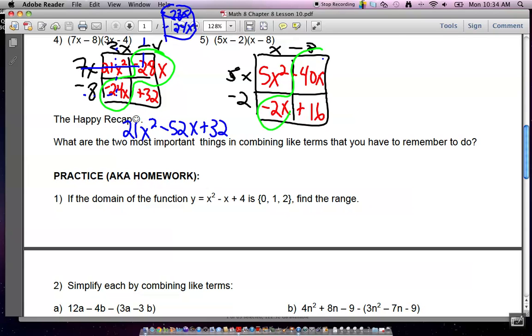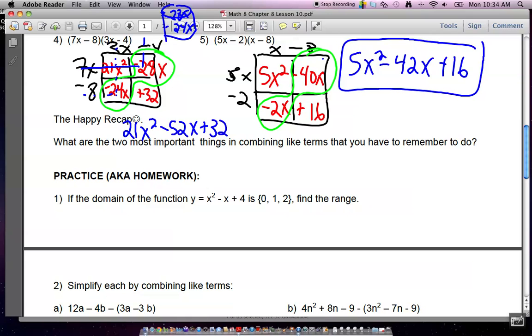These two are always going to be combinable. And now I come over here. 5x squared, -40x, and -2x. Sam, what do we get with that? Negative 42x. Good. And then +16 all by itself over there. And there's the correct answer. Okay? Any questions about that?